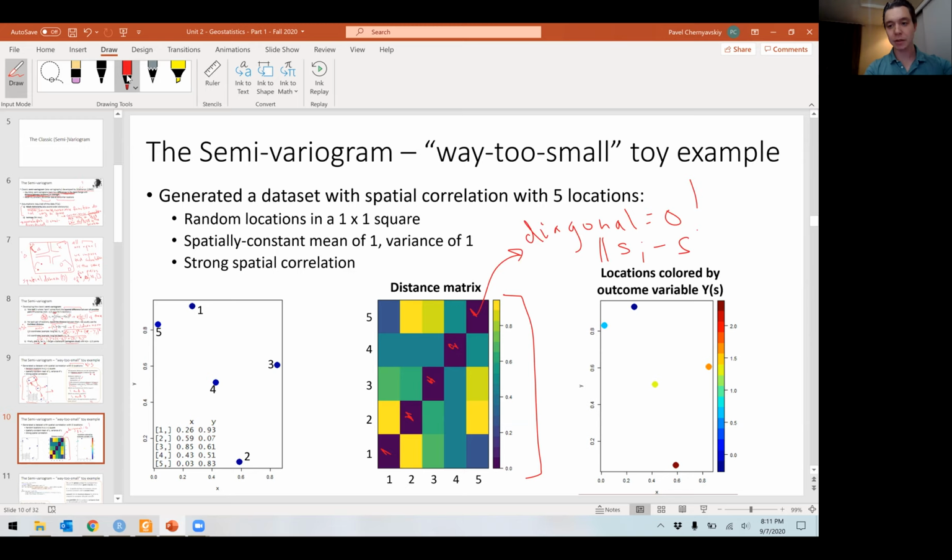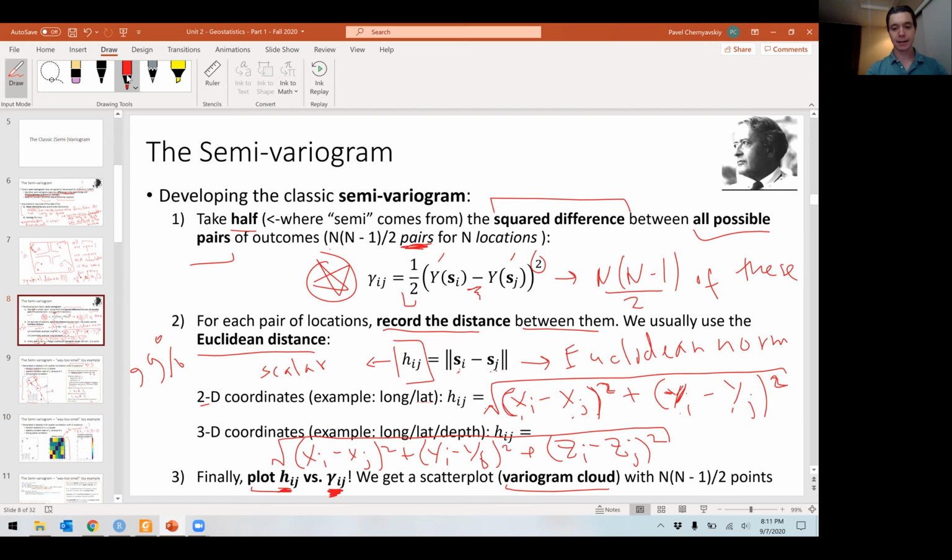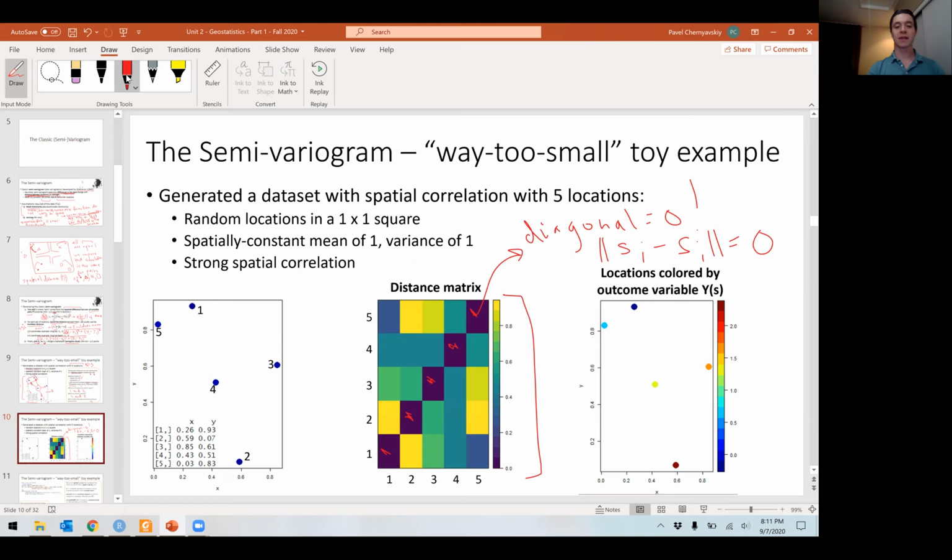Let me go back up here. If I change these J's to I's, it's pretty clear to see that if I take my X coordinate, I subtract that same X coordinate, square it, zero squared is zero, plus zero squared is zero. When we are taking the distance between any location with itself, we get zero. So the distance matrix is going to have zeros in the diagonal.